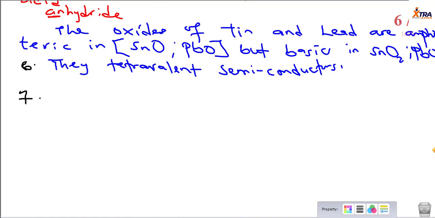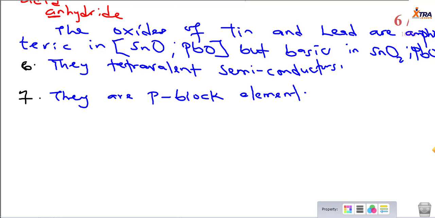Oh, sorry, not the last point. What can we say about the electronic configuration? What block do they belong to? They are p block elements. Why? Because carbon with an atomic number of 6 has a configuration of 1s2, 2s2, and 2p2, right? So you have them that way.